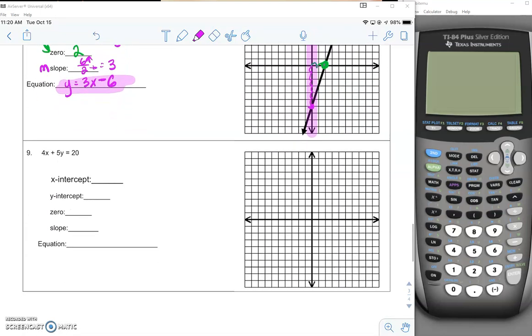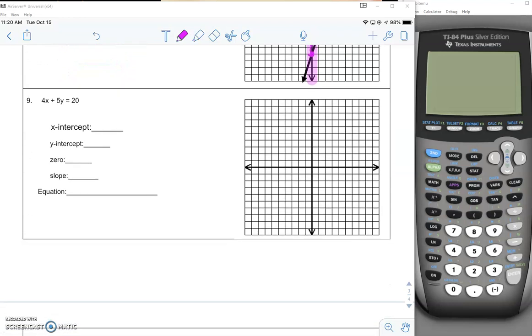Okay, number 9, 4x plus 5y is equal to 20. Notice this is in standard form. So in standard form, we can use what we know about x and y-intercepts to graph our line. For an x-intercept, we know that y is 0. So in my equation, anywhere I see y, I will put 0 and solve for x. 5 times 0 is 0. I'm left with 4x is equal to 20. To solve for x, I can divide by 4. And I get x is 5. So my x-intercept is the point (5, 0). And notice, guys, that also gives us the zero. So the zero is 5.